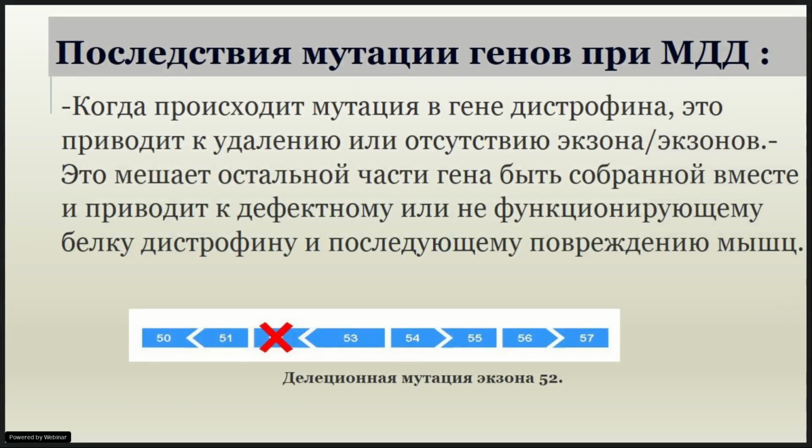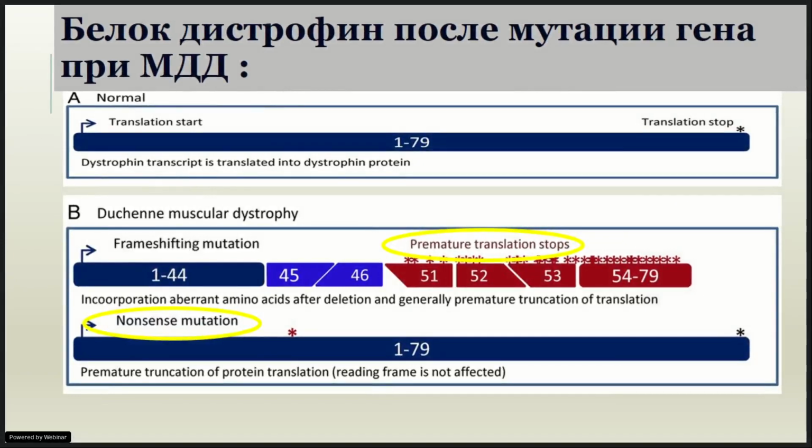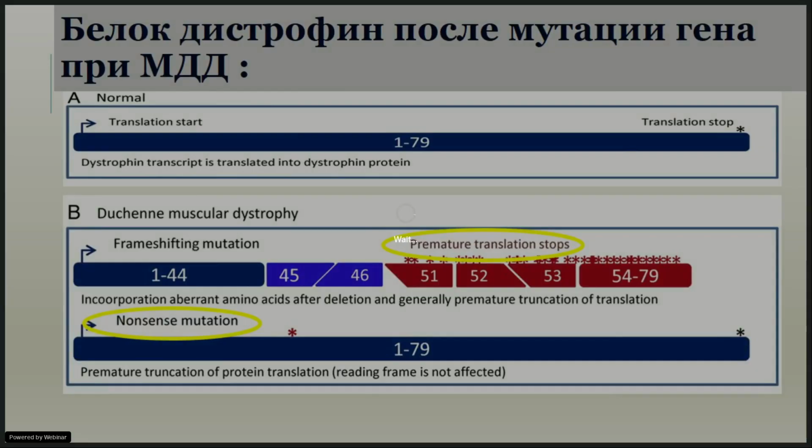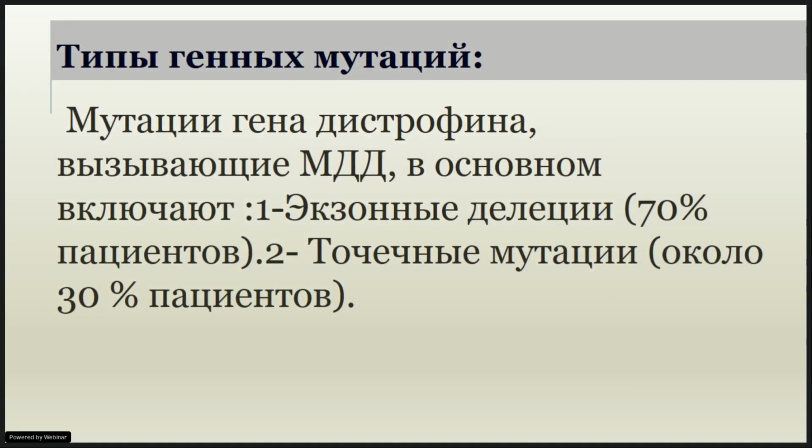What will happen when there is a mutation in this gene? Whenever there is a mutation here in the gene, there is an exon skipped or deleted, or many exons. This will interfere with the rest of the gene being pieced together and result in a defective or non-functioning dystrophin protein, as you see here. This exon is skipping. As you see here, this is the normal dystrophin gene, and this is defective dystrophin due to gene mutation.